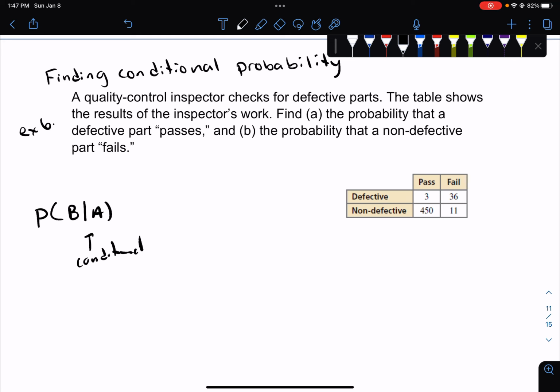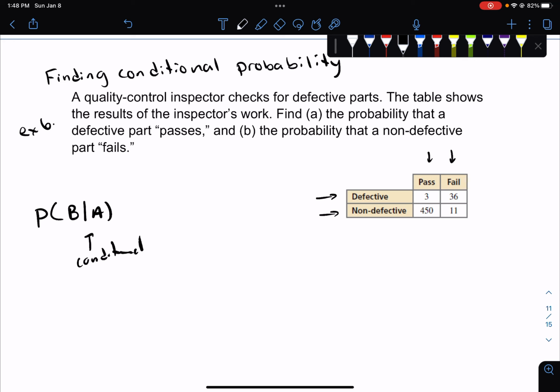So a lot of these problems that you get are given to you in a table. For example, a quality control inspector checks for defective parts. Sounds like a really boring job. The table shows the results of the inspector's work. The inspector found defective and non-defective parts, and then it shows if they passed or if they failed. So find the probability that a defective part passes.